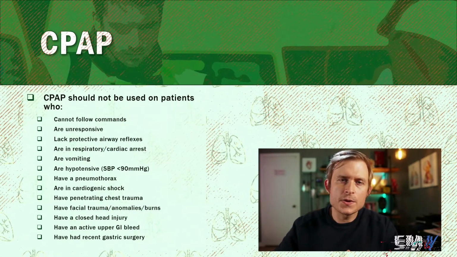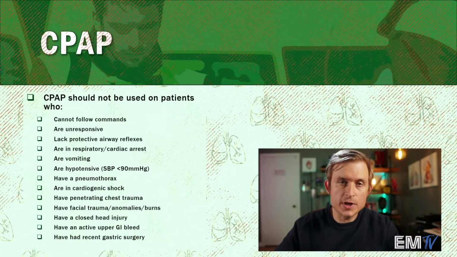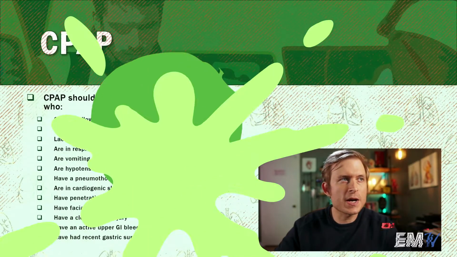CPAP relies on the patient's own respiratory effort to be effective, so your patient has to be able to breathe on their own effectively for CPAP to be useful. Patients who are vomiting, and this is because the high pressure of the mask will cause the patient to aspirate any vomitus should they begin to vomit during the administration of CPAP.